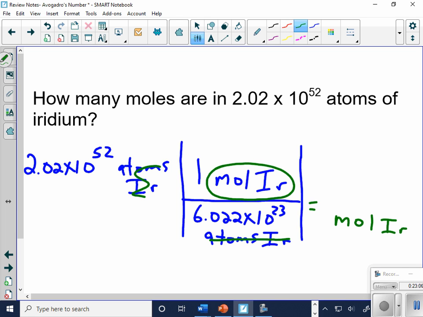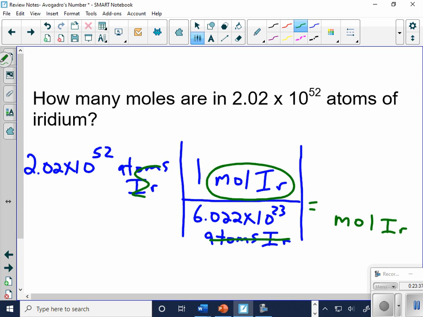No, that's somewhat bigger. It's 33. My bad. 52 minus 23 is 29. So when I have my number for this, it should be somewhere around the exponent of 29. I'm ballparking that in there.